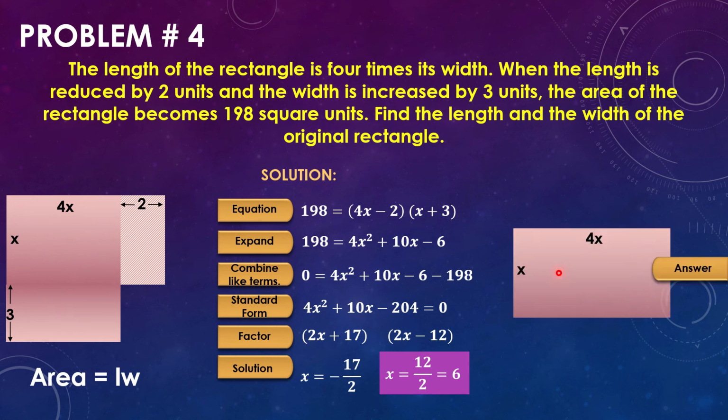Going back to our original rectangle, it says here that the width is equal to x and the length is equal to 4x. Substituting 6, our length and width will be equal to 24 units and 6 units. Is that so? Because 4 times 6 is equal to 24 and x is equal to 6. Meaning the length and the width of the original rectangle is 24 units and 6 units. This time, it's your turn. Try to answer the following problems on your scratch paper.